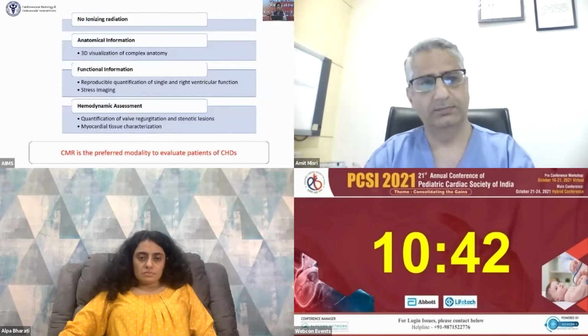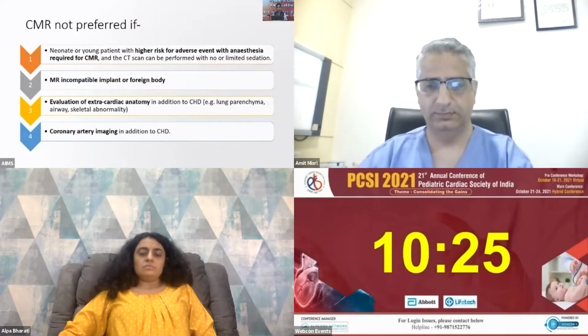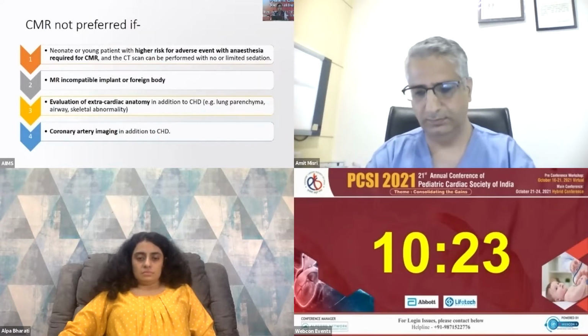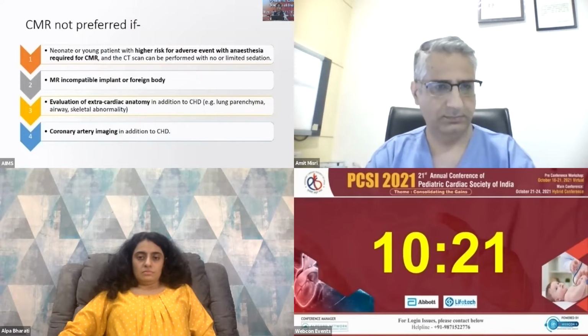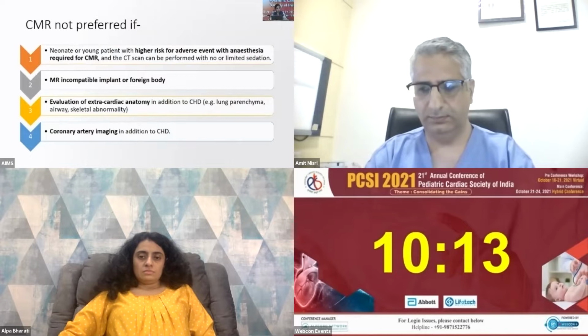The only problem is it is a long procedure. You will need anesthesia for these kids, and you now have to weigh your risk versus benefit for doing MR versus CT, which you can do with no or limited sedation. Also, if you don't have cardiac MR available, that is a big issue again. So the cardiac MR has to be available. There should be people who can read it, acquire it. So that also is a problem.